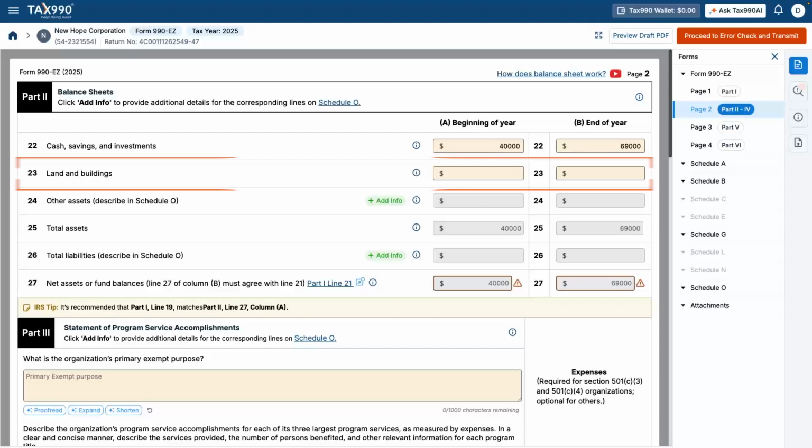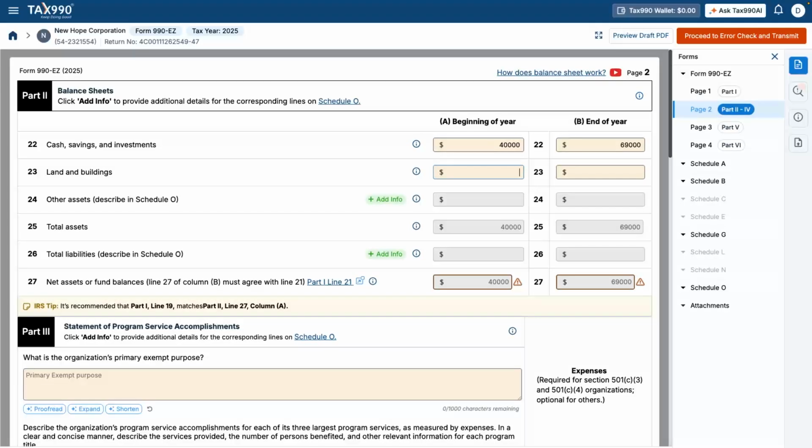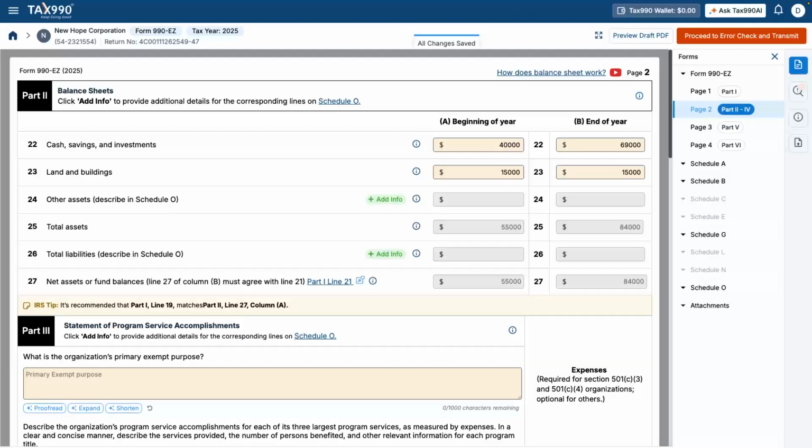Line 23, land and buildings. This line includes long-term physical assets owned by the organization, such as property or facilities. These are not day-to-day operating funds, but rather assets used to support the mission. In our example, the organization owns a facility valued at $15,000. There were no purchases, sales, or depreciation adjustments. So we'll enter $15,000 in column A and $15,000 in column B. This shows stability, no change in fixed assets during the year.